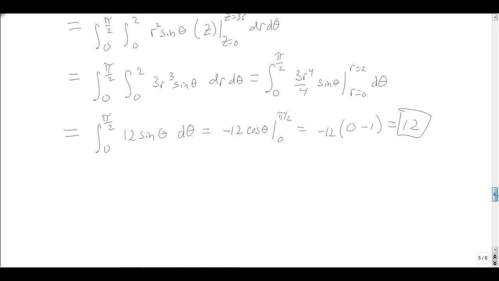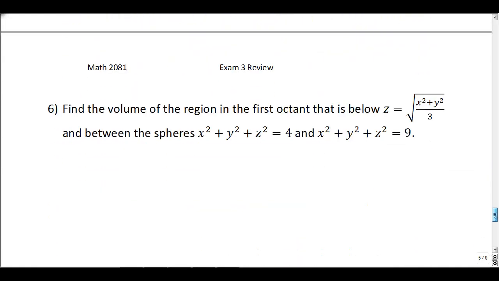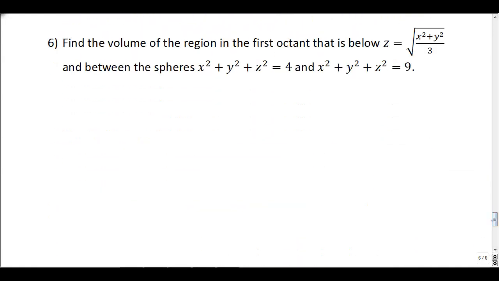Okay. Last one, what we've got here is find the volume. So volume means we're going to do a triple integral of the function 1. We're going to find the volume of the region in the first octant that is below z equals the square root of something with x squared plus y squared. That's going to be a cone again. So it's below this cone, and between the spheres x squared plus y squared plus z squared equals 4, and x squared plus y squared plus z squared equals 9.